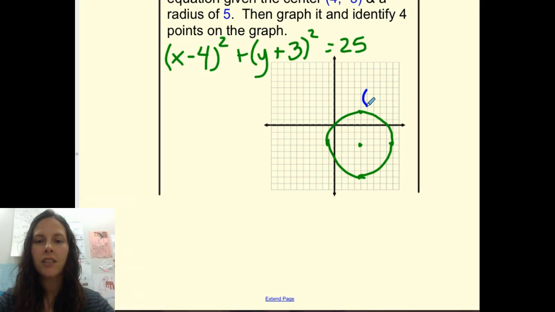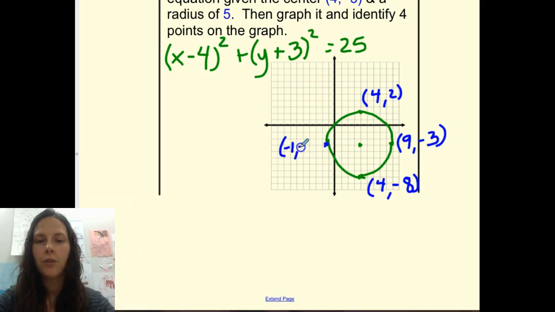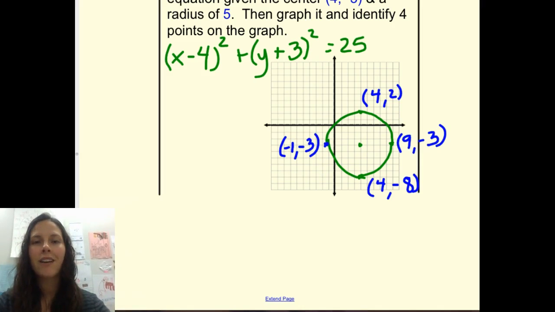My first point is 4, 2. My second point is 9, negative 3. My third point is 4, negative 8. And my last point over here is negative 1, negative 3. Notice that all 4 of those points have one coordinate in common with the center, either the x-coordinate, if it's vertical from the center, or the y-coordinate, if it is side to side from the center.